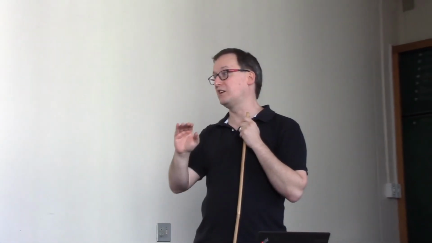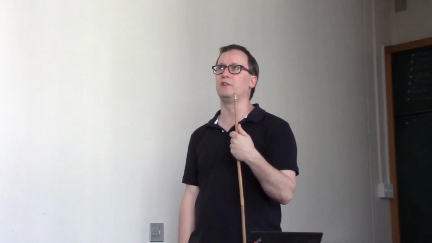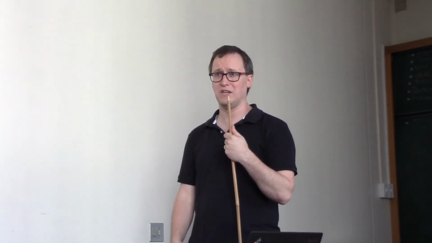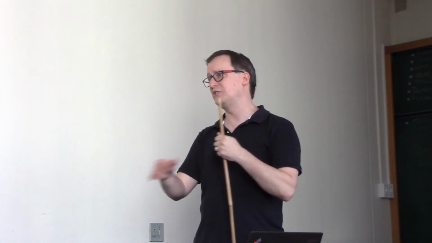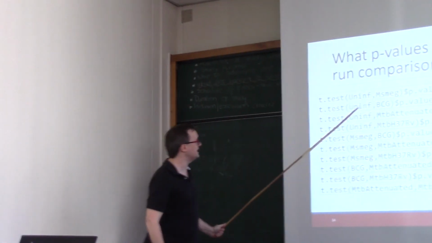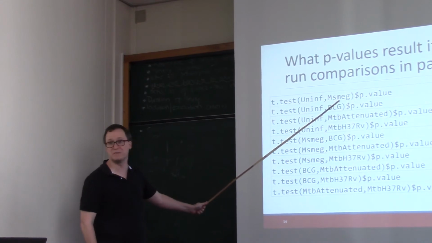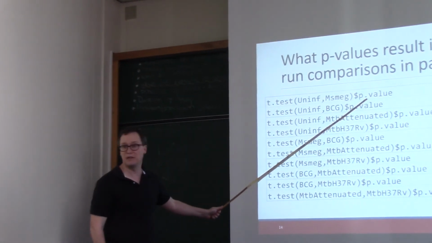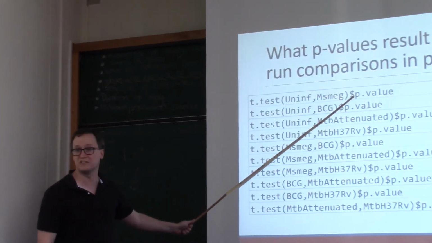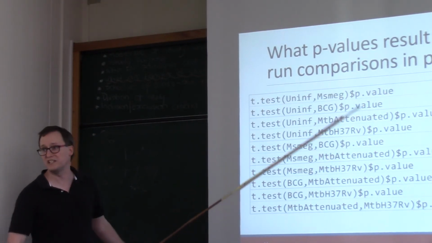So what happens to people if they just run in what my computer science teacher would have called a brute force and ignorance approach? If all you know is the t-test, and you don't know how to use ANOVA, and you just careen in here with t-test, what happens? So I might run t-test on the uninfected set versus the mSMEG set, and then grab out the p-value. Everyone knows what this $ business is? We're grabbing out the p-value element from the list that is returned by t-test.